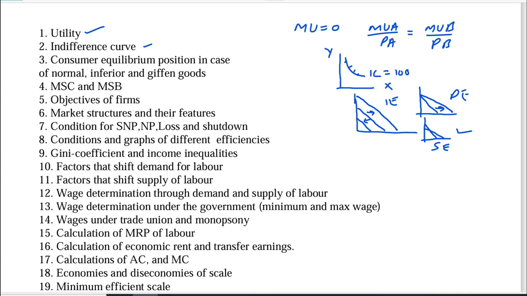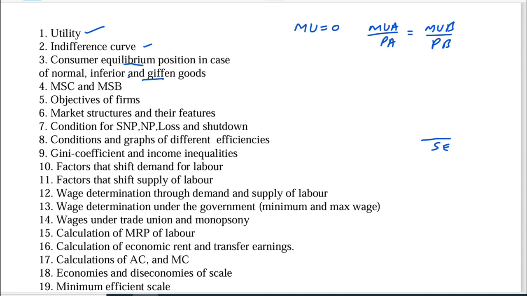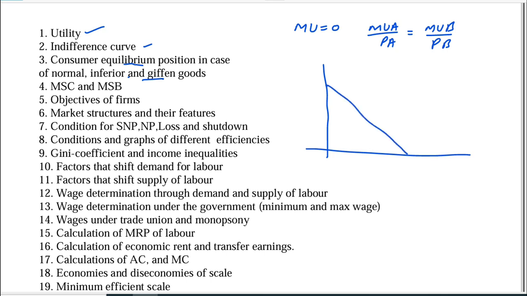Okay, so another important thing is you must be able to identify the new consumer equilibrium position in case of normal good, inferior good and Giffen goods, right? So for that you must know the main graph. Graph examiner gives you in the exam paper, and you have to just identify the right equilibrium position. So the graph is generally like this. So this is another line. I'm making them quickly.